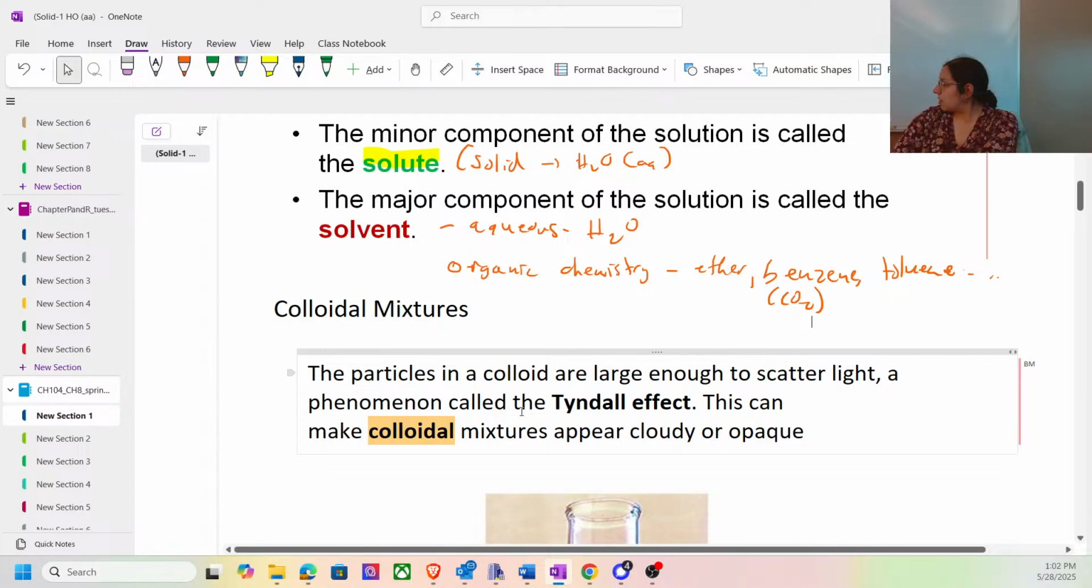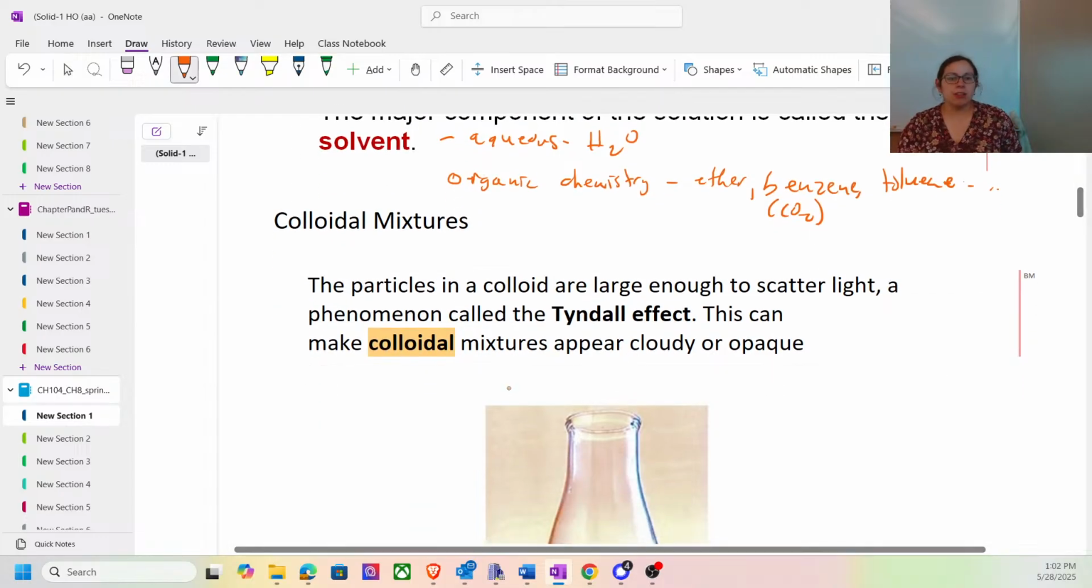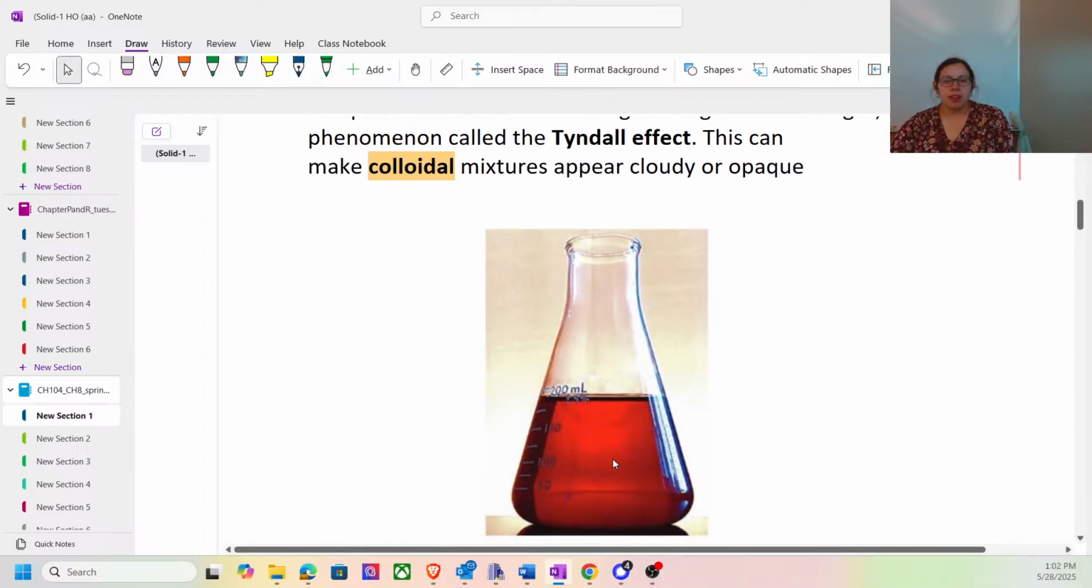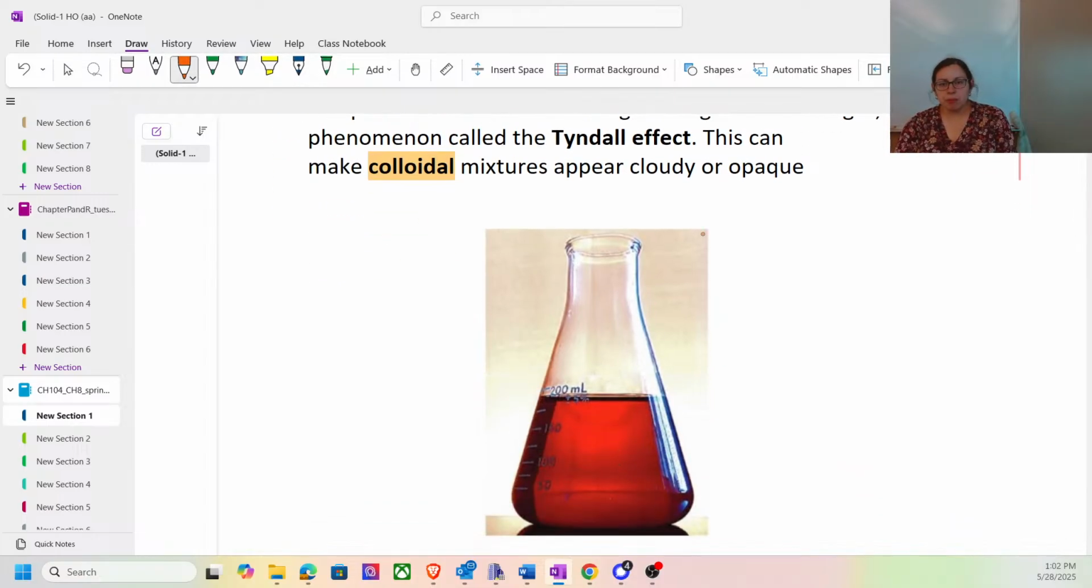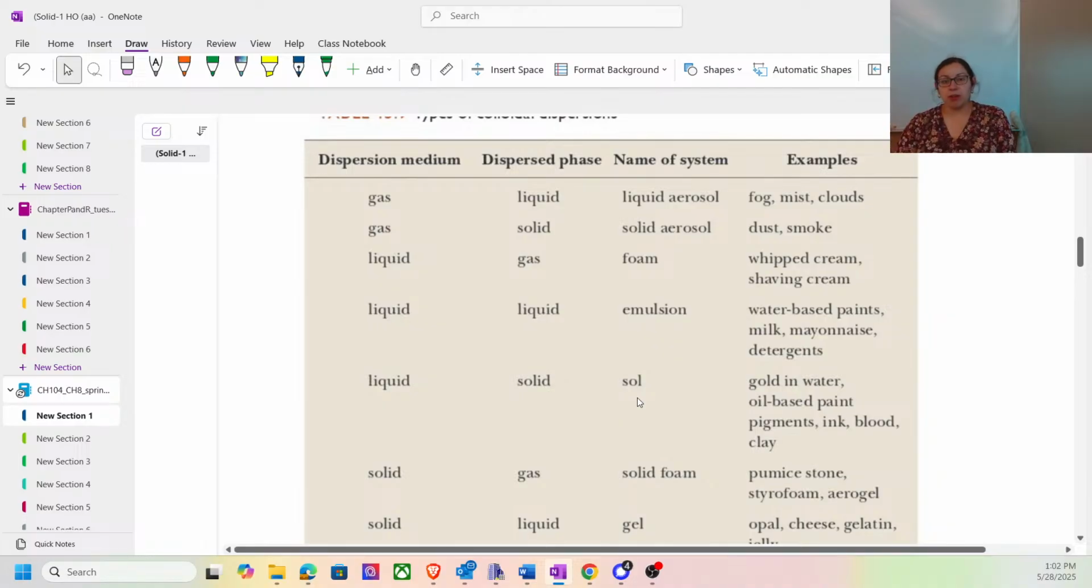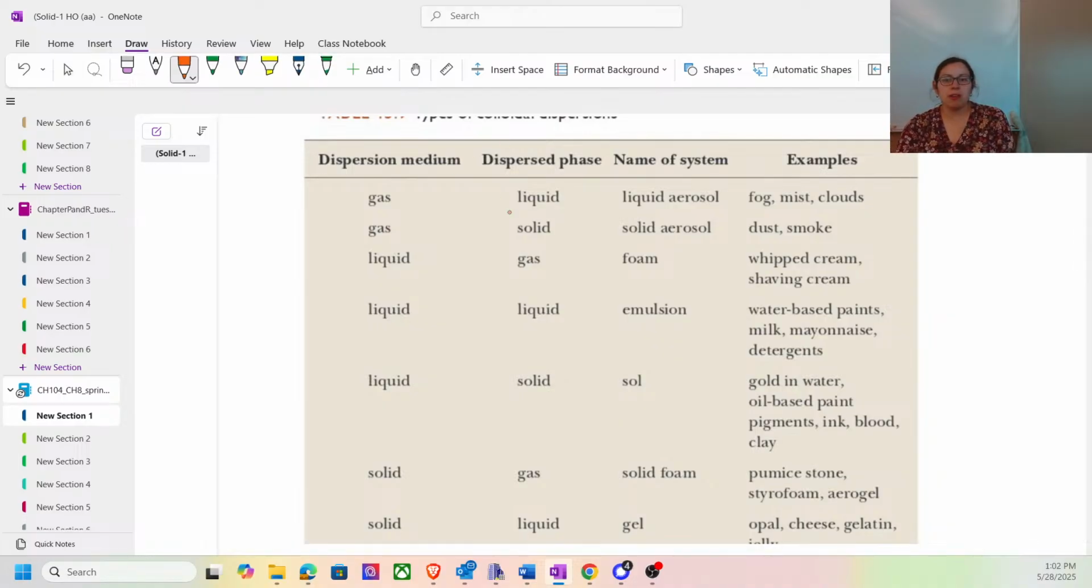Now let's look at other kinds of mixtures. A colloidal mixture is defined when we have essentially nanoparticles in solution, so just very small uniform particles. They are small enough to scatter light, so they can make the colloidal mixture appear cloudy or opaque, or sometimes if you hold it up to the light, you can see all the little crystals shine in solution. You're probably familiar with colloidal mixtures without even knowing it: fog and mist and clouds are all colloidal mixtures.